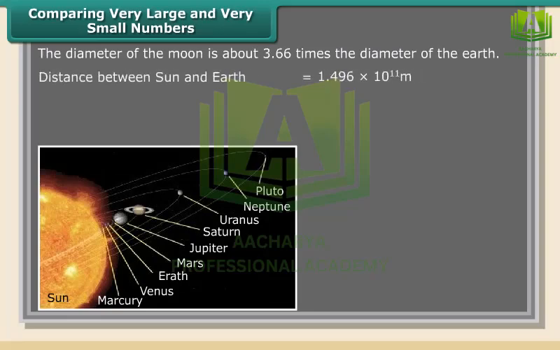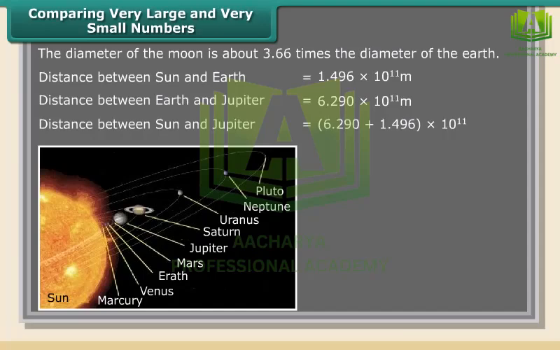Distance between the Sun and the Earth: 1.496 × 10^11 meters. Distance between the Earth and Jupiter is equal to 6.290 × 10^11 m. Distance between the Sun and Jupiter is equal to 6.290 plus 1.496, times 10^11, which equals 7.786 × 10^11 m.